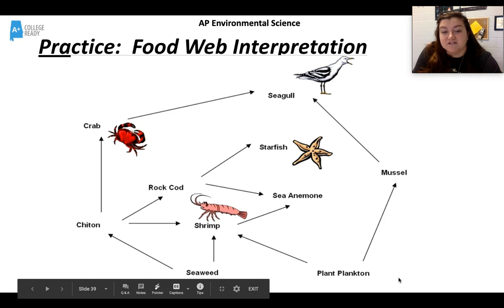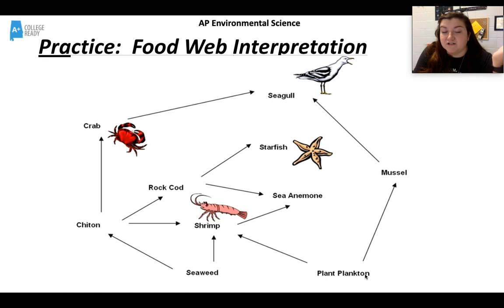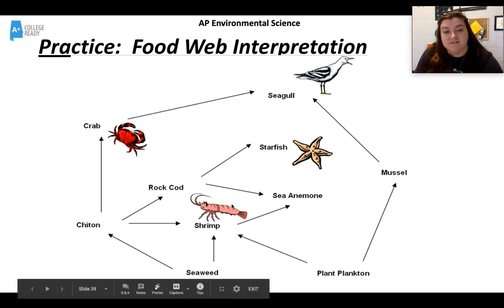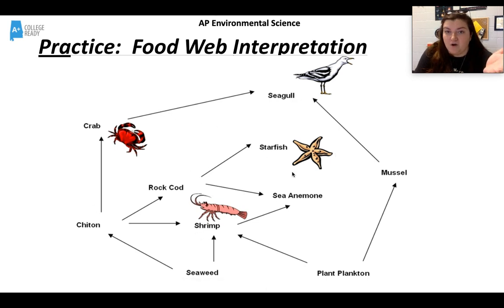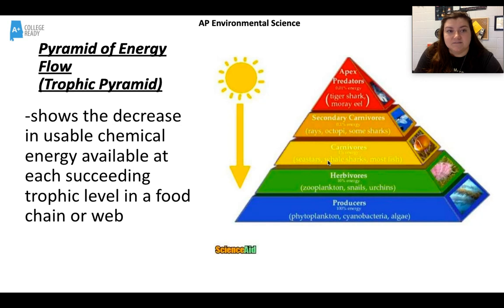The autotrophs are still the base of this food web. And those autotrophs are getting their energy from where? From the sun, because auto means self, and they're producing food for themselves. So we are still getting our energy from the autotroph. The shrimp is getting its energy from seaweed and plant plankton, which goes to the sea anemone, right? So it's just tracing how that energy could potentially flow within this ecosystem.